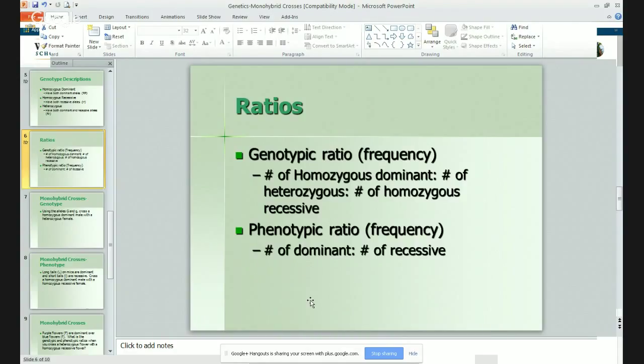The last word that I want you to have written down for today is the phenotypic ratio, and that is how many of the offspring are going to have that dominant phenotype. How many of them might have brown eyes versus how many of them would have the recessive phenotype, which would be blue eyes. So that one's just 2 numbers.